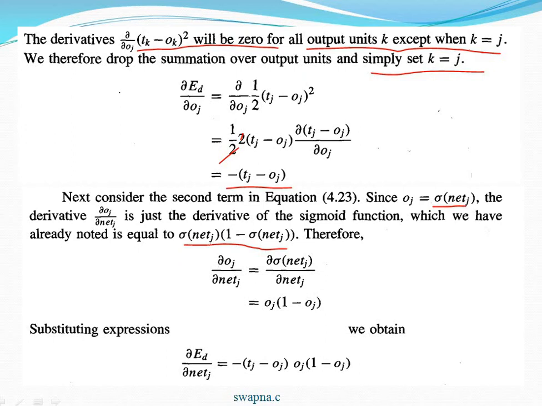By the derivation, this is what we will get. We are replacing this one and getting this term. After substituting these two terms, what will we get? The derivation of error with respect to net gives us the complete term like this.